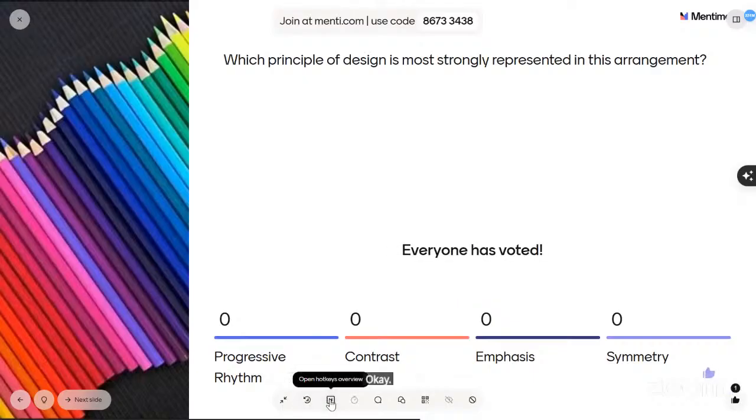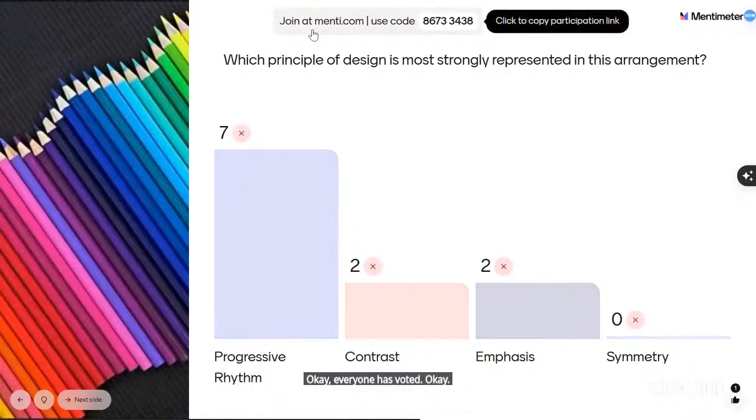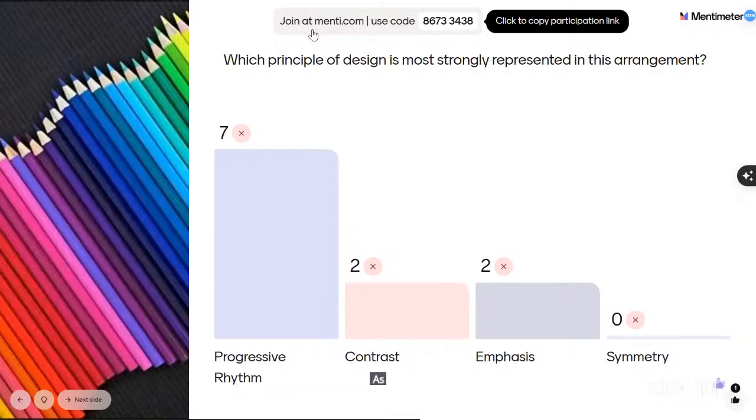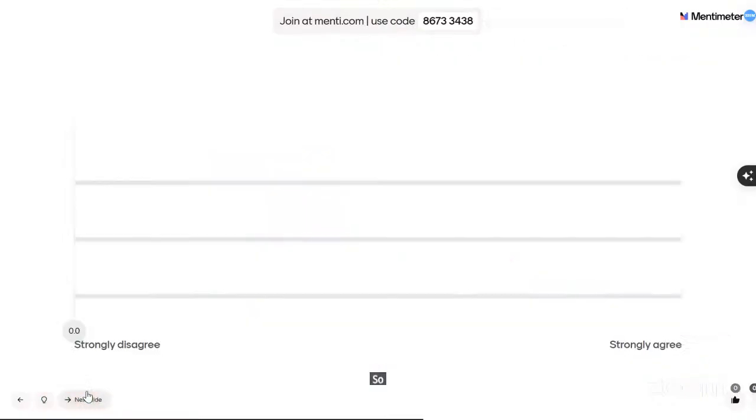Okay, everyone has voted. Okay, so progressive rhythm, contrast, emphasis. Well, progressive rhythm is correct. There is progressive rhythm in terms of the profile on the edges as well as colors. So the colors are progressing from one shade to another and not in a contrasting manner. There's absolutely no emphasis. There is no one element which is dominating this composition. So progressive rhythm is the correct answer.